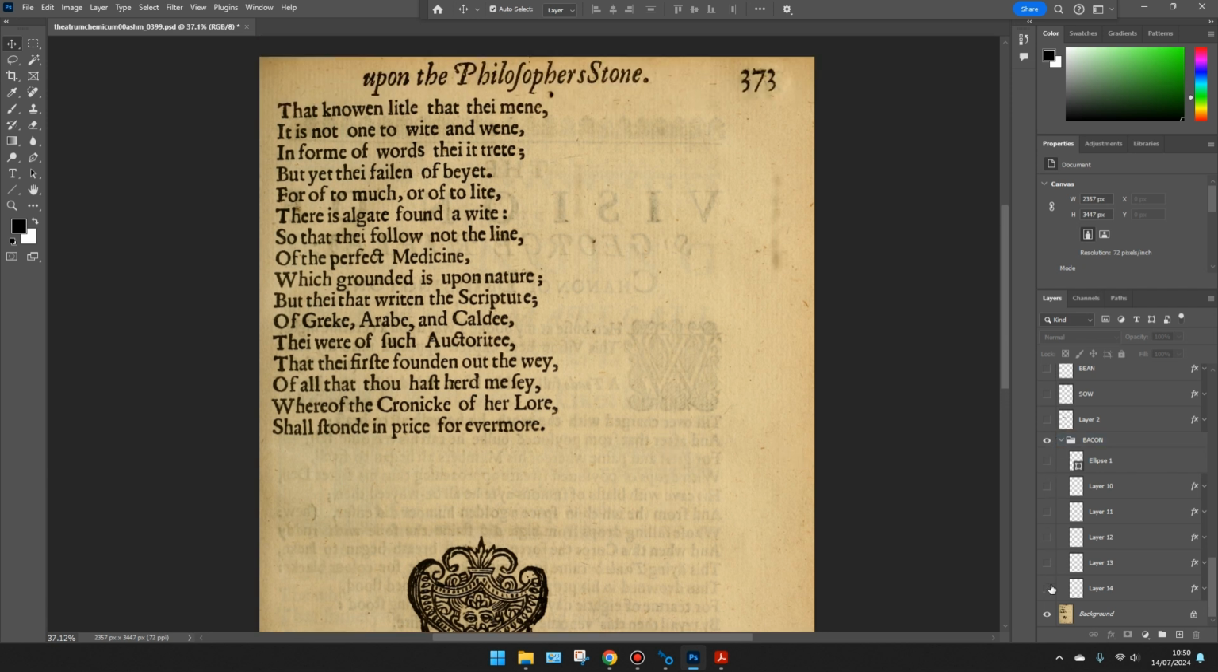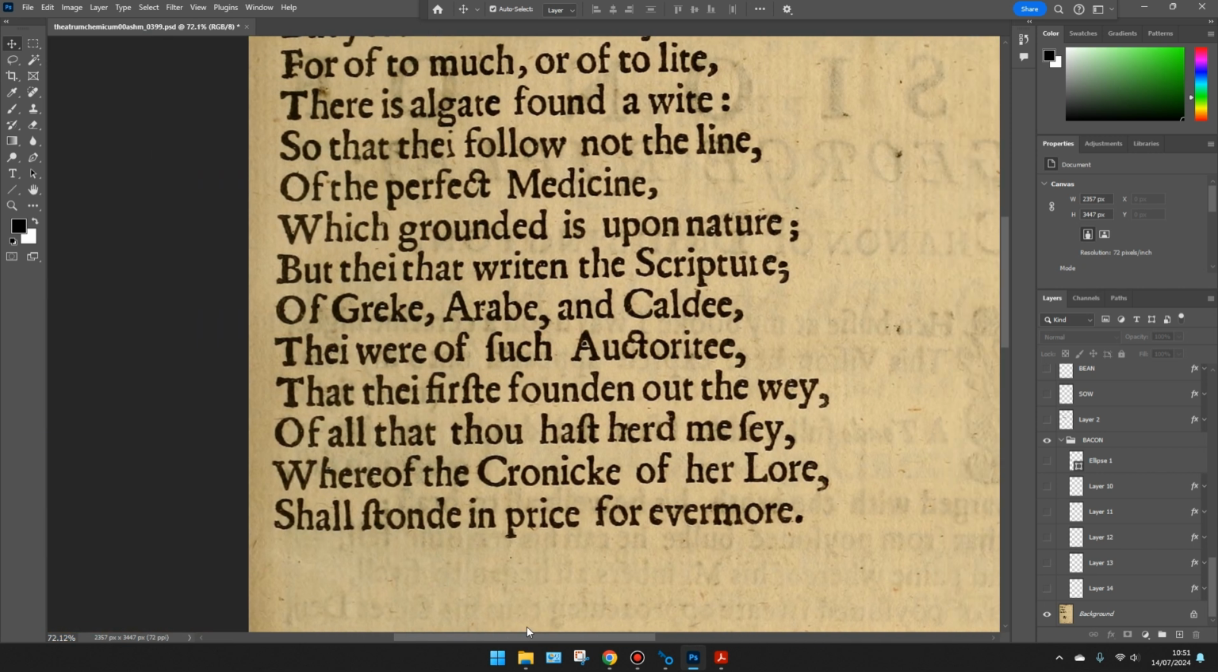What I'll do, I'll just highlight some letters for us here. I'll zoom in. There is a lot to highlight here. So if we zoom in nice and close, it'll help.